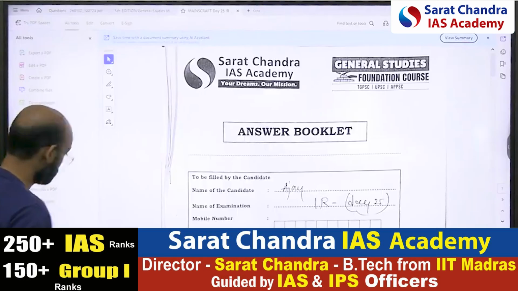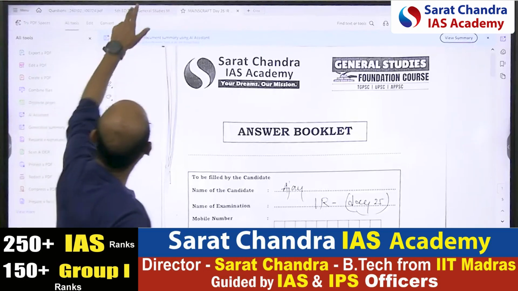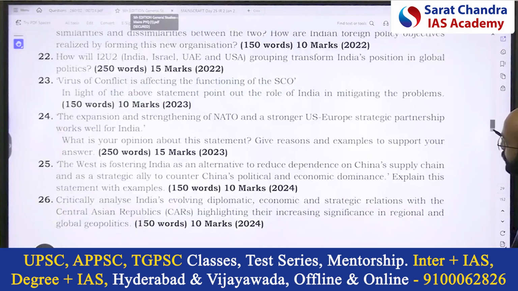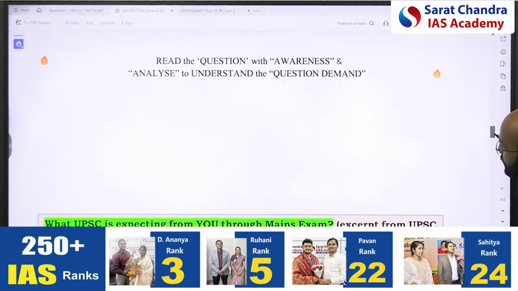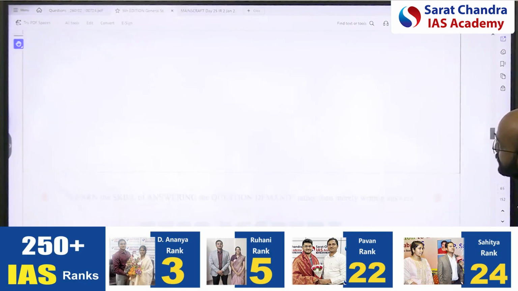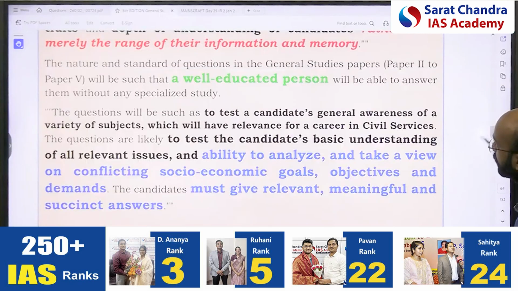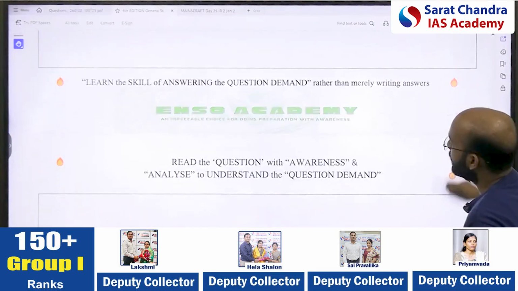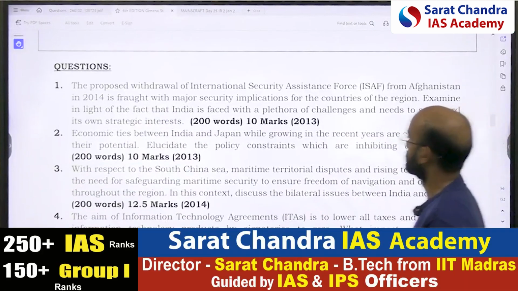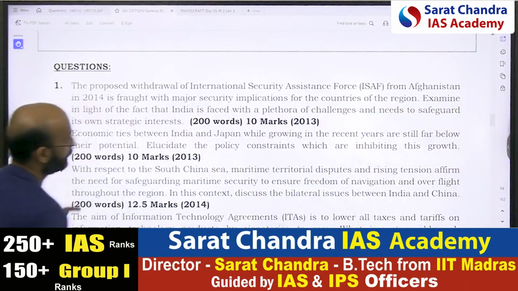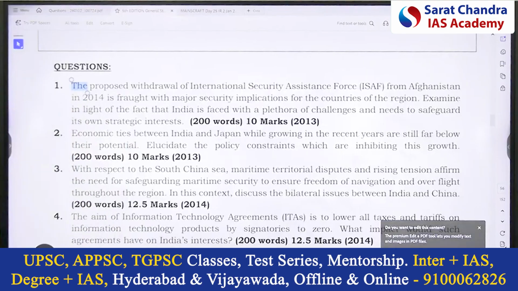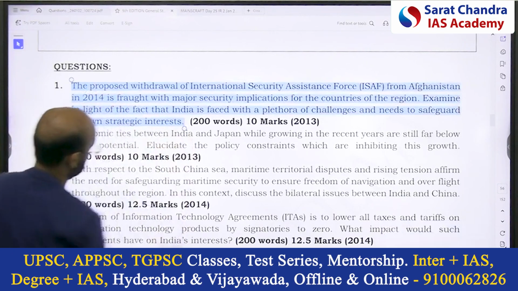So we saw the questions. Now we'll see the analysis of the previous year questions. We have understood the syllabus. Now within that syllabus, what exactly is UPSC asking? So this is the first part, that is India and its bilateral relations. Let's see what exactly they are asking.